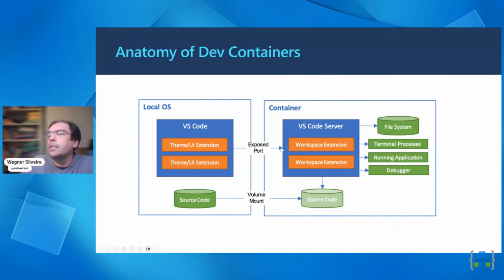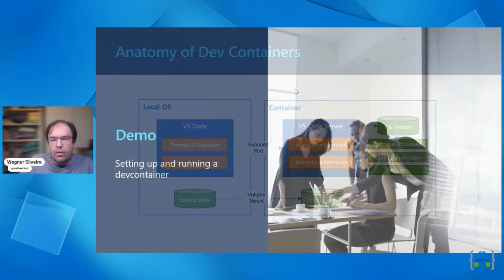Then through an exposed port to the container, we're going to have the actual workspace extensions, like all the extensions that you run there. And this VS Code server inside the container is going to be accessing the file system. It's going to access your source code because it's mounted from the local machine into the container. And you'll be able to do anything like running applications, debugging, or accessing the terminal on that. So let's take a look at how that would be useful for Logic Apps.